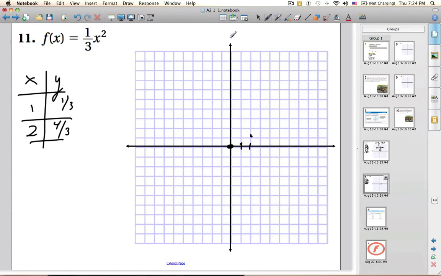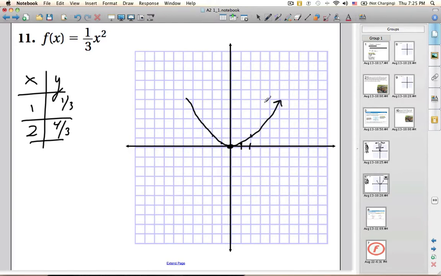other side. Again, my axis of symmetry is a vertical line here. If I'm 1 point to the right of the axis of symmetry at 1/3, 1 point to the left would also be at 1/3. 2 points to the right and I'm at 4/3. 2 points to the left will put me at 4/3. And as we come through here, this is the shape of this parabola.